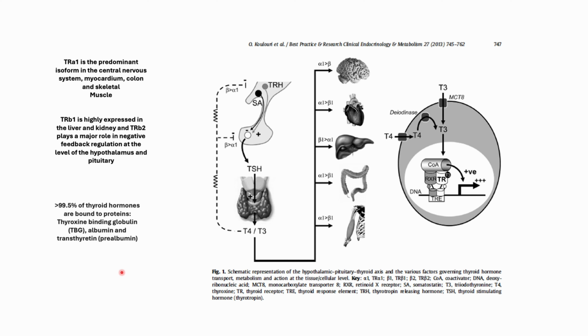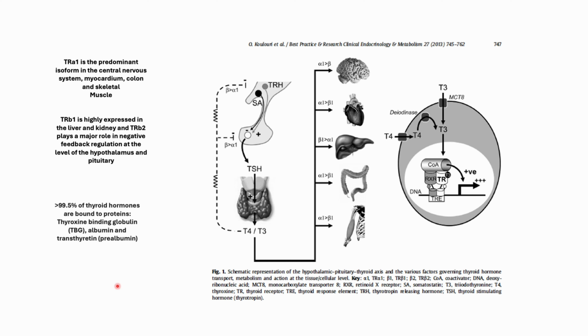Once released, they are heavily bound to proteins, with more than 99.5% of the thyroid hormone bound to plasma proteins like thyroxine-binding globulin, albumin, and transthyretin. The major actions of thyroid hormones are mediated by binding to intracellular receptors of target cells.